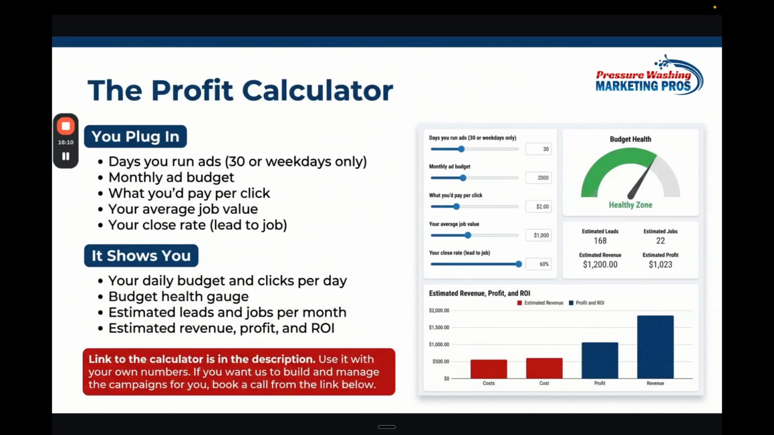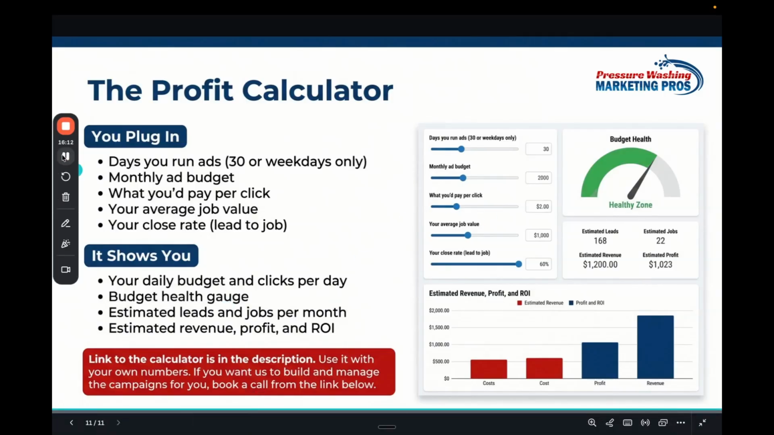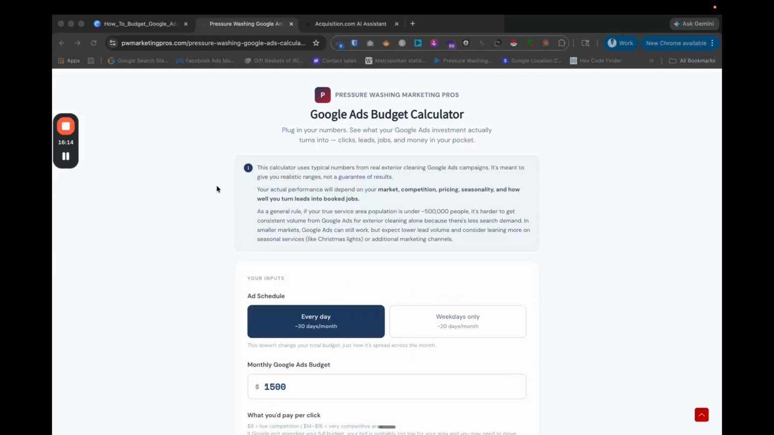I'll show you exactly, guys, this calculator. So let's go to it. So here's a Google Ads budget calculator for you guys. And you can find this on our website.